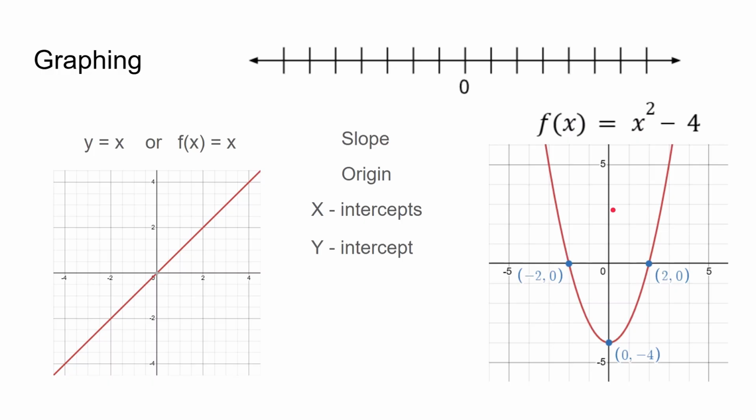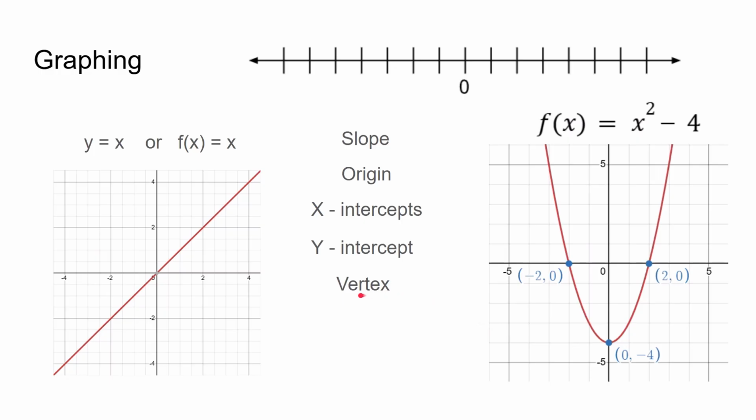And the y-intercept is when it intersects the y-axis, or when x is equal to 0. For this, there can only be one, because a function can only have one output for each input. It can't have an ambiguous output. So it can only have one y-intercept in a function. Technically, an equation could have more if you graphed it, but a function will only have one y-intercept.